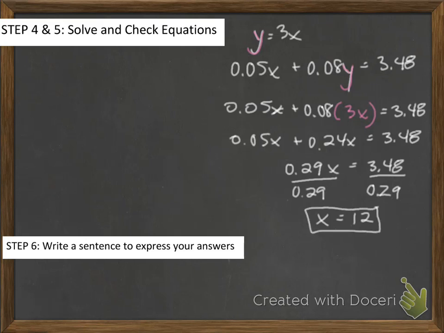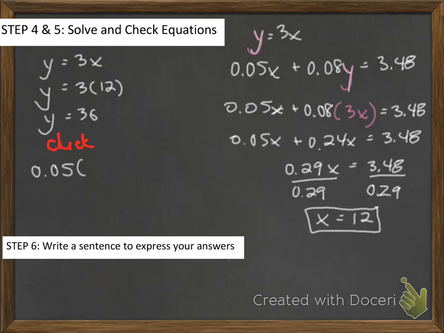Okay. So now we have to find the number of the other stamps. So remember, y equals 3x. So y is equal to 3 times 12, or 36. Okay? Then last but not least, we really need to check our work. And we just used the y equals 3x equation. Therefore, we have to use the other equation.